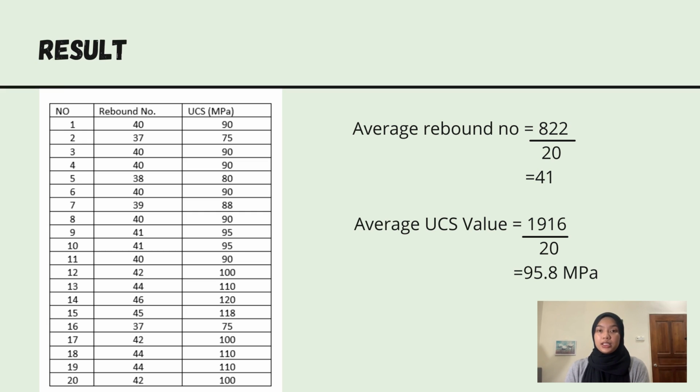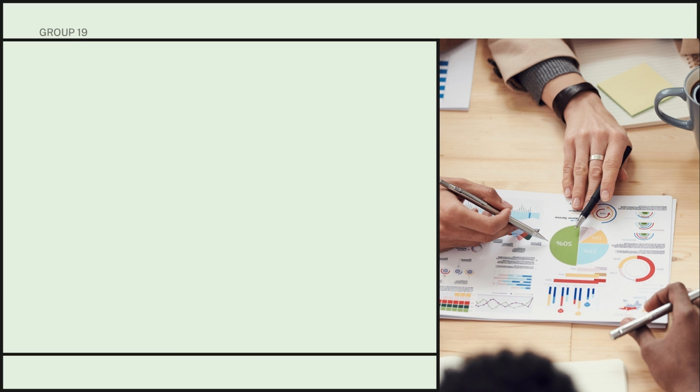Then, we need to calculate the average of the rebound number by summing all the rebound numbers given and dividing by 20. The same goes for the UCS value. We need to find the average. The steps are the same: sum everything and divide it by 20. As the result, the average rebound number is approximately 41, and the average UCS value is 95.8 megapascal.